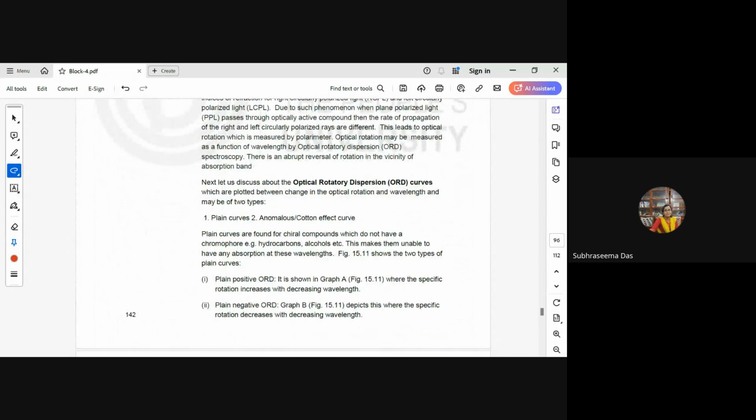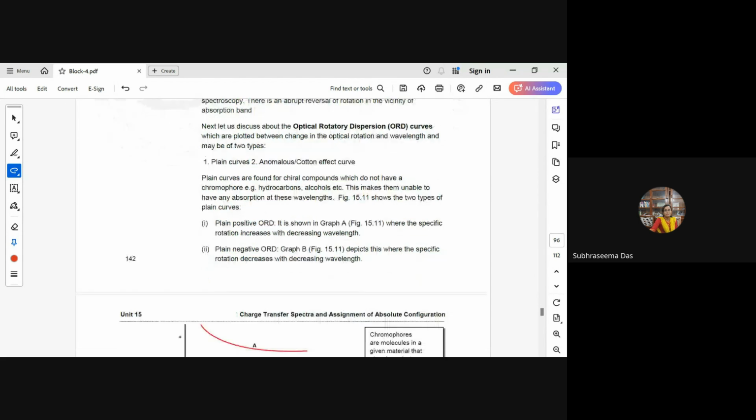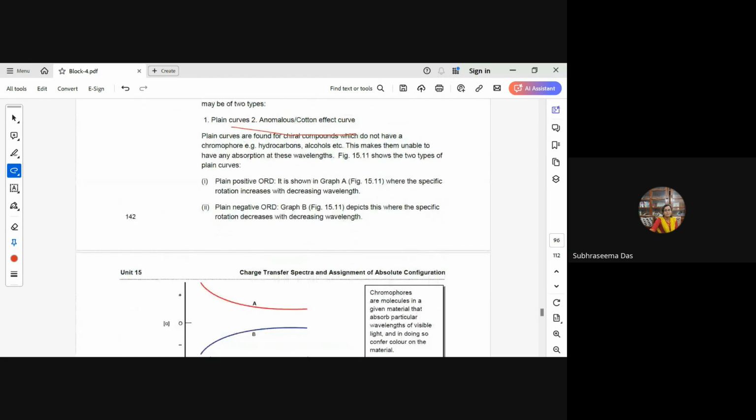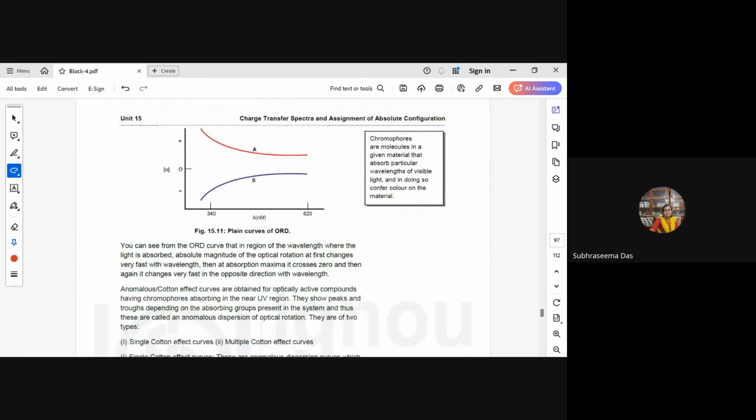Now we'll discuss the ORD curves, that is, optical rotatory dispersion curves. These are of two types: one is the plain curve and another is the anomalous Cotton effect curve. The plain curves are of two types. One is plain positive, where the specific rotation increases with decreasing wavelength, and plain negative, where the specific rotation decreases with decreasing wavelength. Here it has been shown in figure 15.11, the plain curves.